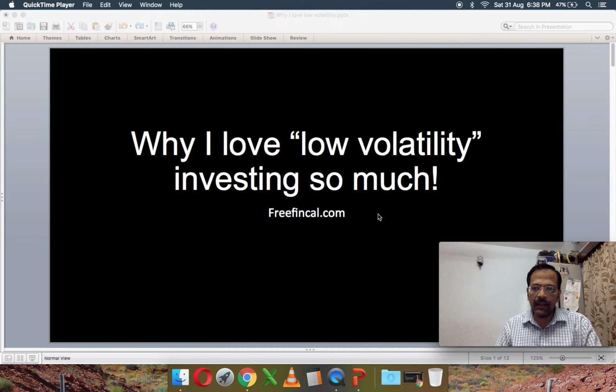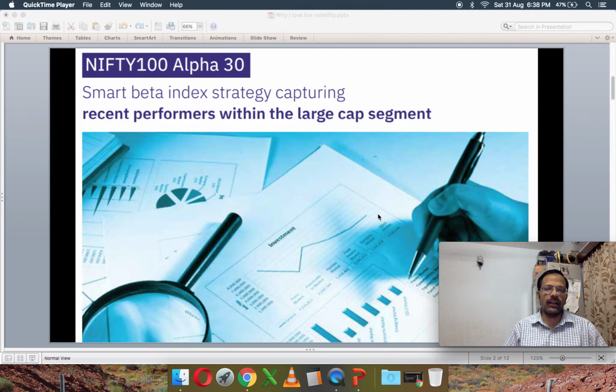I found that the NSE had launched a new index called the Nifty 100 Alpha 30. I use this as an excuse to compare different types of factor-based investing. That is, in a factor index, you create an index based on a particular type of investing style. So you can look for alpha in a stock, you can look for value, quality, momentum, or low volatility. So what I'm going to do here is compare different types of factor investing and show you why low volatility investing makes a lot of sense.